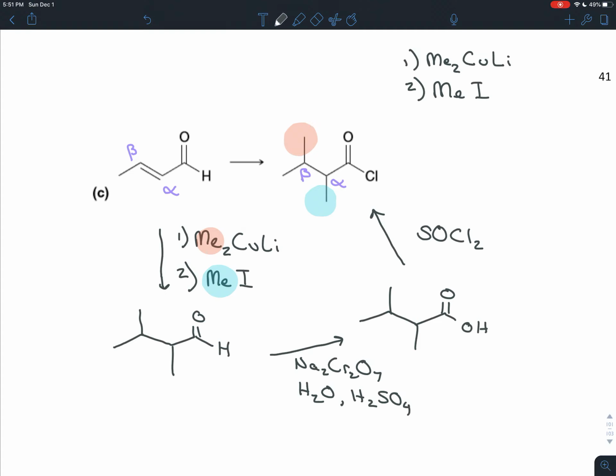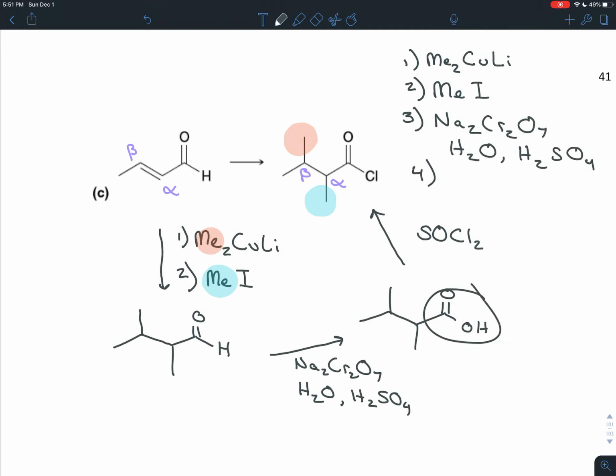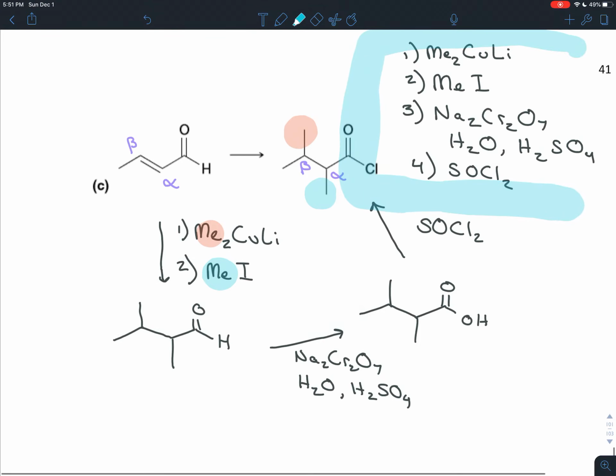Now we had to worry about the functional group. We turned the aldehyde into a carboxylic acid using a strong oxidizing agent like sodium dichromate in water and sulfuric acid. And finally, once we have the carboxylic acid, we can create the acid chloride using thionyl chloride. And so that is the recipe that you would use to create this transformation.